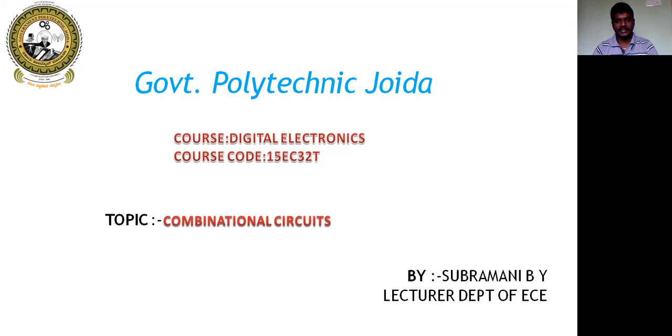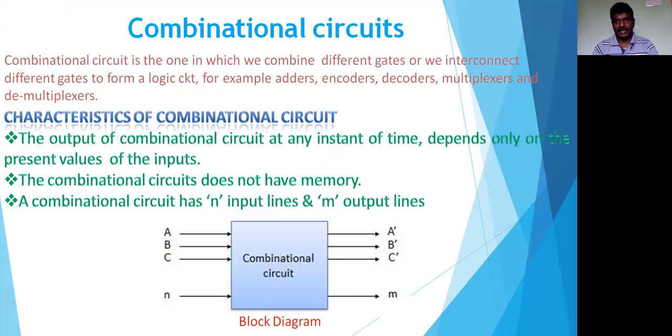Example, adders, subtractors, multiplexer, and demultiplexers, encoders, decoders, etc. So the logic circuit obtained by interconnecting different logic gates is called as a combinational circuit. Now let us see what are the characteristics of this combinational circuit.